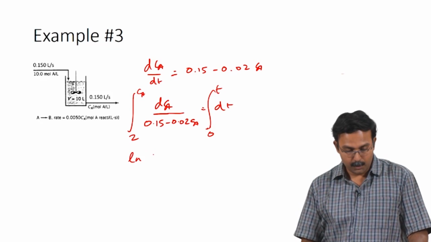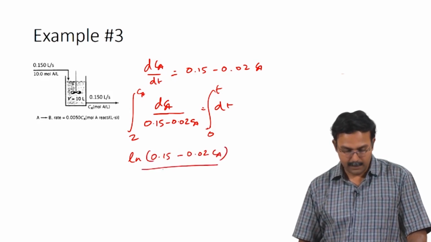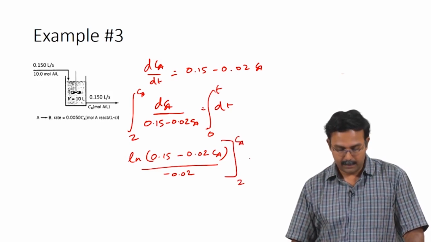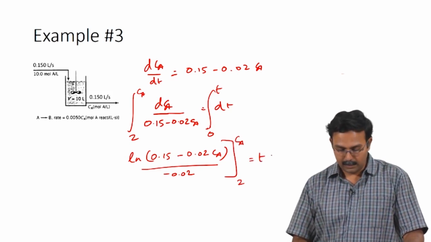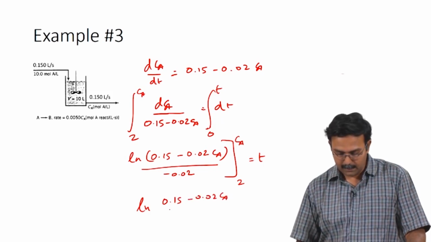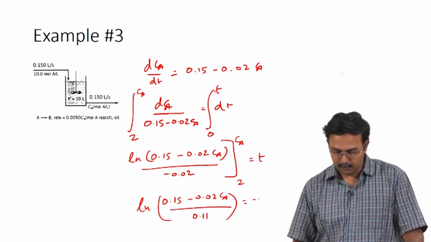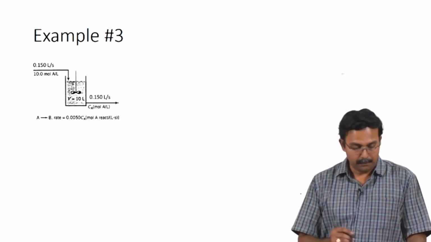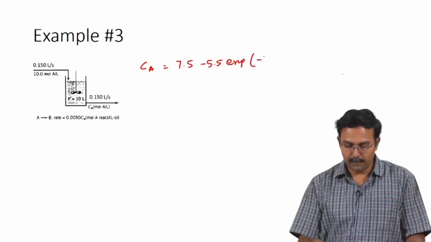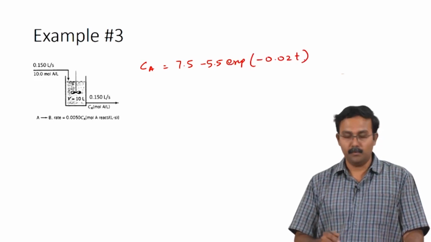We would have ln of (0.15 minus 0.02 Ca) divided by minus 0.02 with limits of 2 to Ca equals t. This can then be further solved to get ln of (0.15 minus 0.02 Ca) divided by 0.11 equals minus 0.02 t. So, from the previous equation we can get Ca equals 7.5 minus 5.5 times exponential of minus 0.02 t. We can verify this as well.